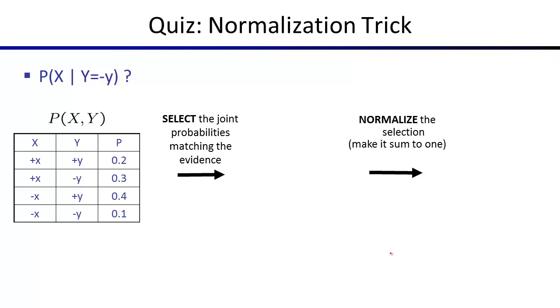Okay, let's work through this to make sure we're all perfectly comfortable with it. Let's give you 30 seconds to think about this, chat with your neighbor, and see if you can find the conditional distribution for x given y equals negative y using the normalization trick.